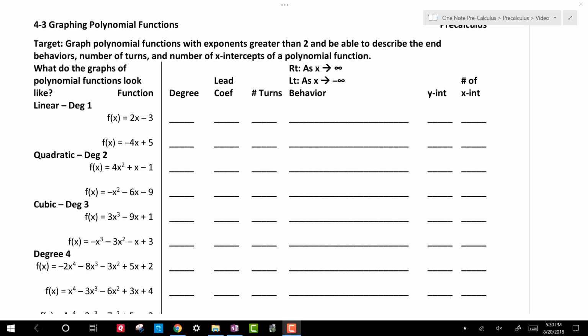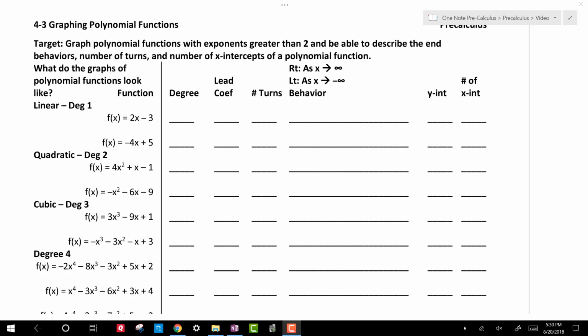All right, so today we're going to look at the behavior of a polynomial, what it does at the ends, how many x-intercepts, how does the degree affect the behavior, things like that. So if we look at the degree of each one of these, the first one here says f of x equals 2x minus 3.